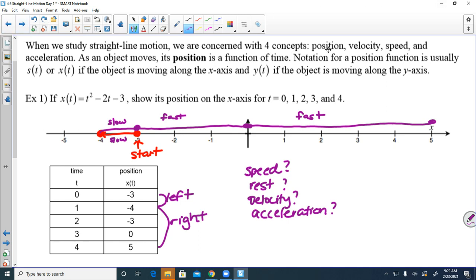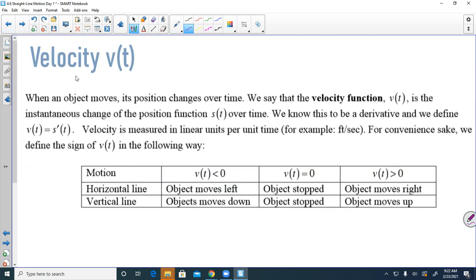So we've got 4 concepts: position, velocity, speed, and acceleration. The next one is velocity. We'll abbreviate velocity v of t. And when an object moves, its position changes over time. We say that the velocity function v of t is the instantaneous change of the position function over time. So that means it's a derivative. Hey, motion is now related to calculus. So our velocity function is the derivative of the position function.